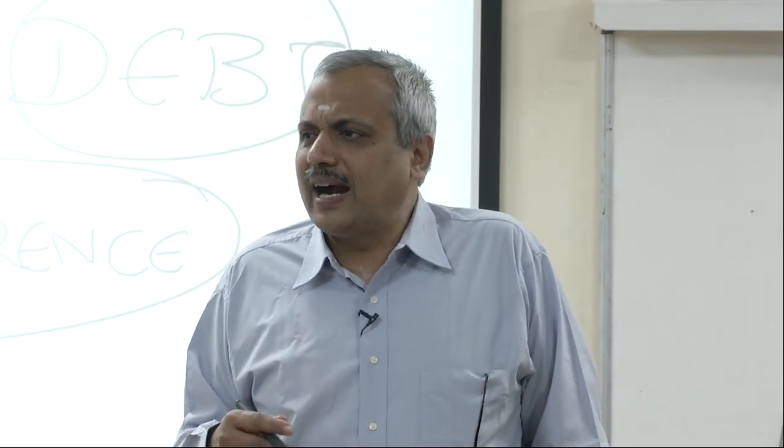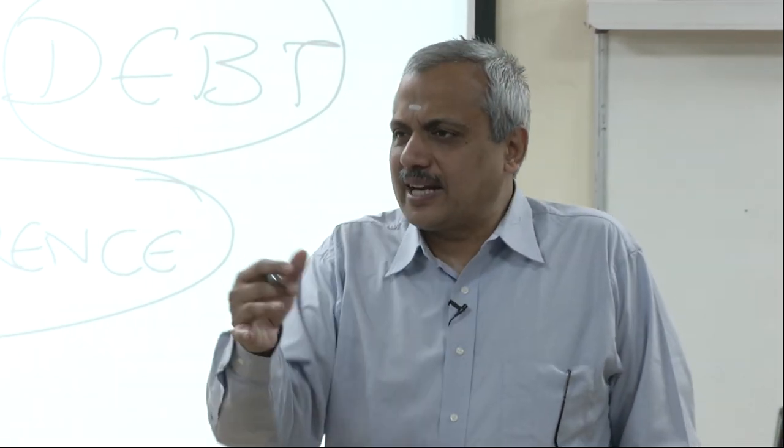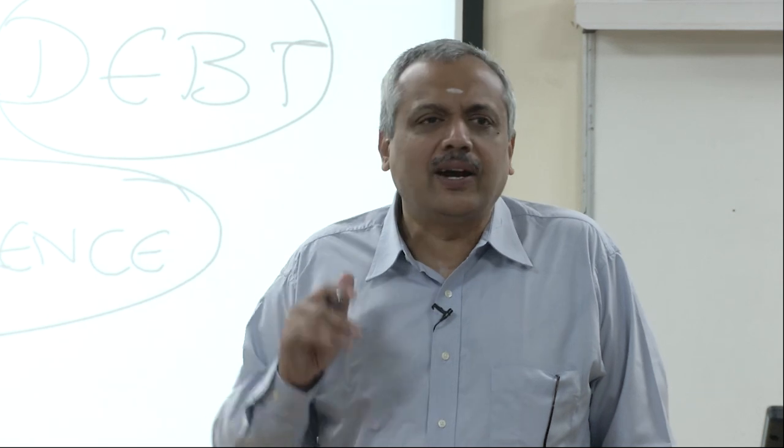People subscribe to it. Year on year, they get that interest. And at the end of the stipulated time of 20 years, extendable up to 30 years, this preference share is redeemed. That is, the company takes it back and gives the money out.